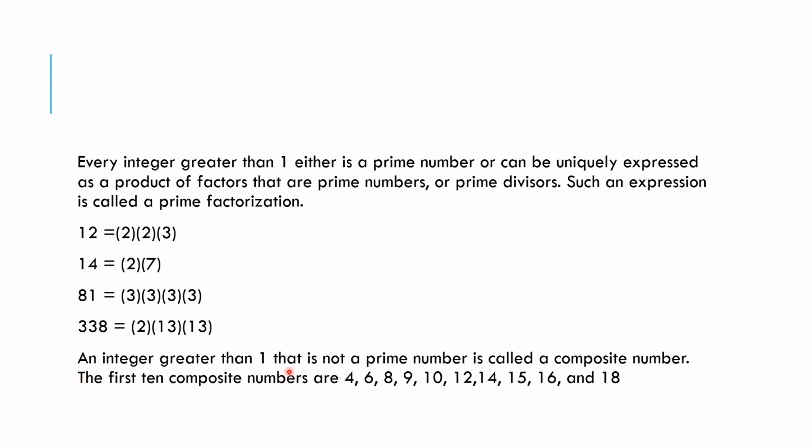An integer greater than 1 that is not a prime number is called a composite number. The first 10 composite numbers are 4, 6, 8, 9, 10, 12, 14, 15, 16 and 18.